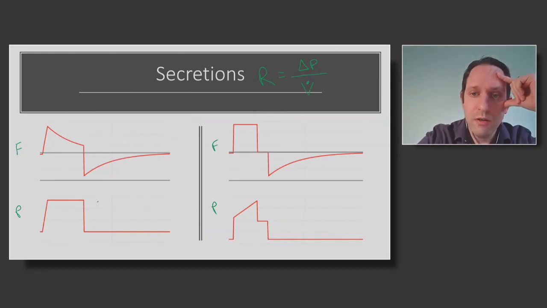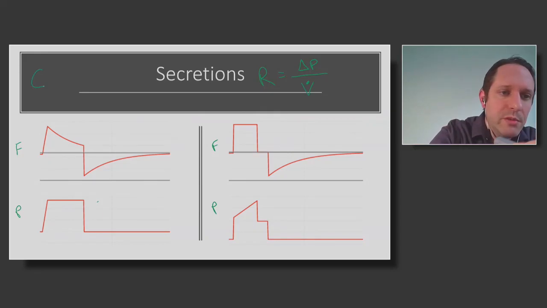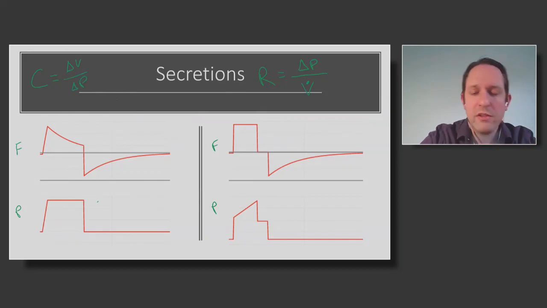So resistance is the change in pressure over flow. This is the relationship that we're going to be using, which is similar to, let me just draw this one over here, compliance as the change in volume over the change in pressure. So these are the two different scenarios that will help you to understand what waveforms should change and how. But let's start with secretions.